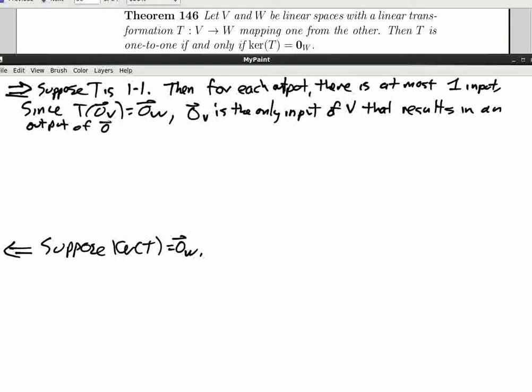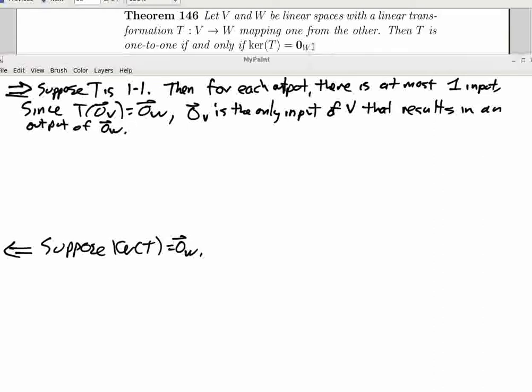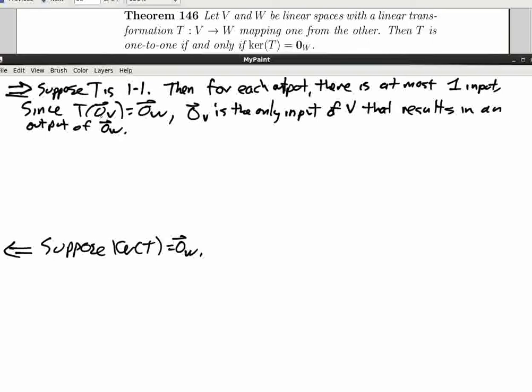of 0W, which means also this is a typo, and this should be pretty clear. The kernel lives in the domain, so you can't have 0W. So this has to be 0V, and your sheet's going to be fixed for that. So it should be 0V. The kernel of T is equal to just the set containing the 0 element of V, not W, but V, which we often write just as 0V.